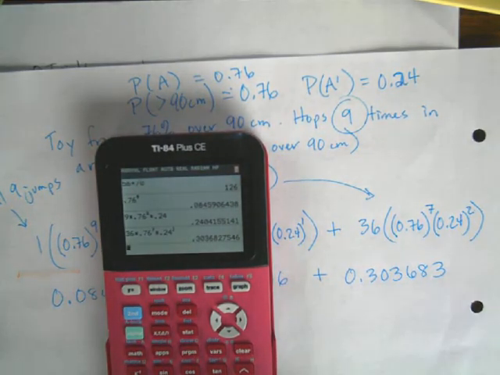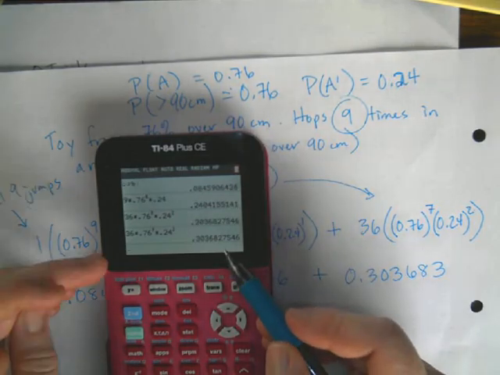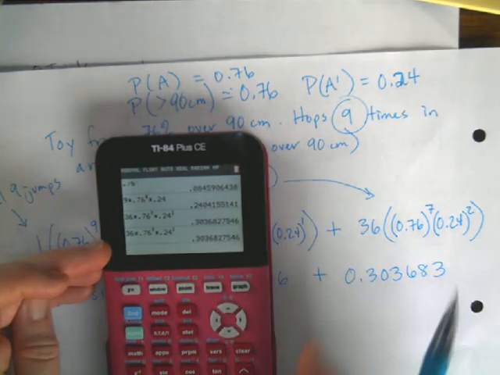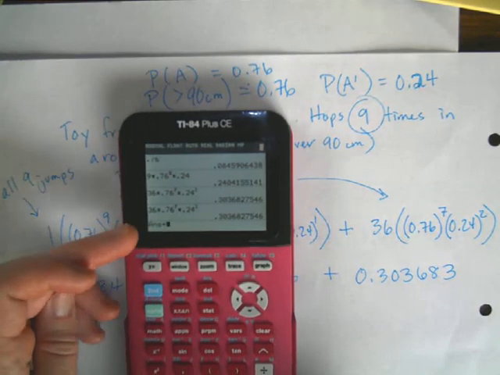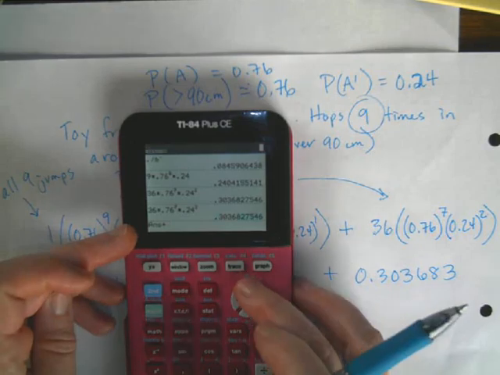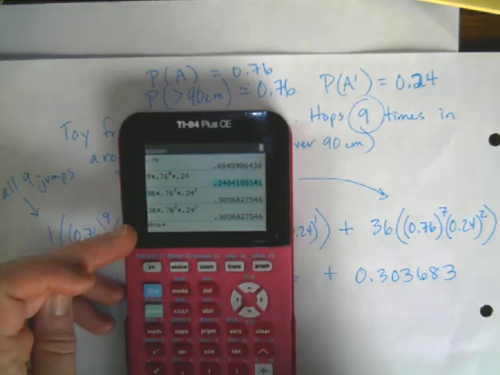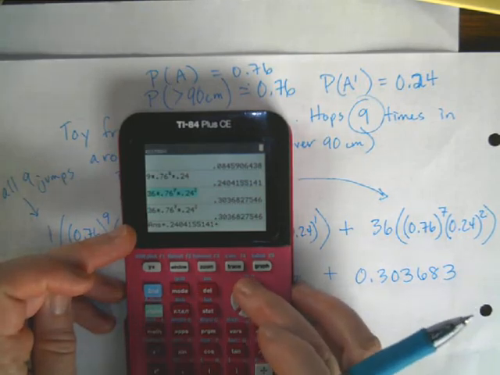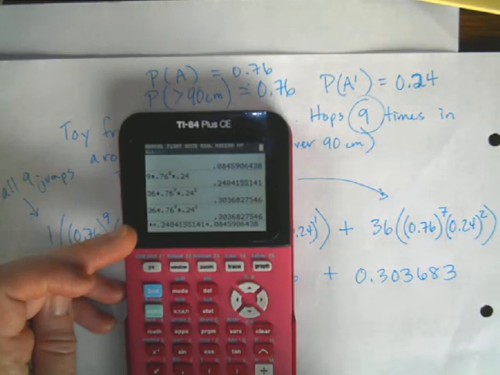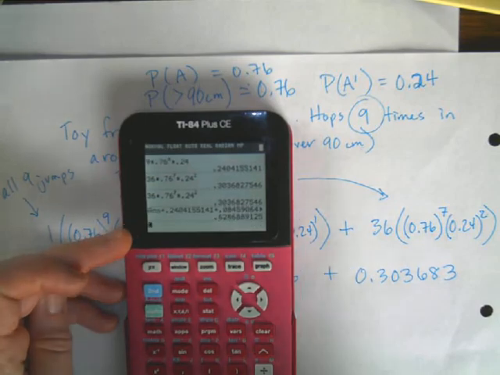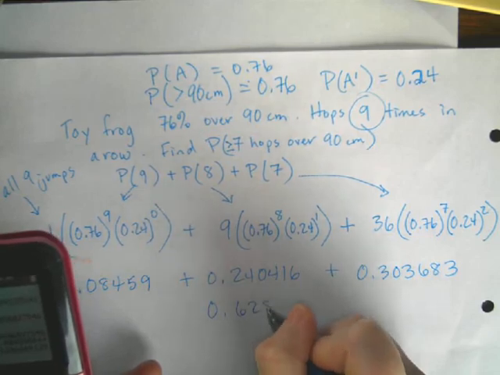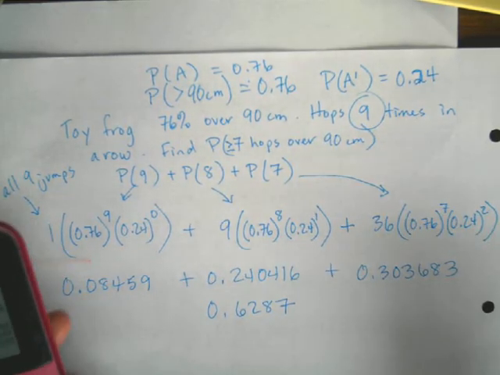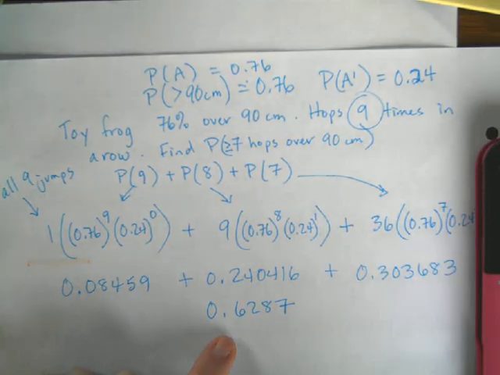Okay, notice though I have all three of these in my calculator, so now I'm going to add them together. So I'm going to hit enter, that gets me the first one. Oh wait, what am I doing? Okay, oh, there we go. If I just hit the plus, it gives me the previous answer, plus, I'm going to select the next one, enter, plus, and then the first one. Enter. So that should be all three of them in there. Hit enter again, and it gives me the answer. So that would be 0.6287.